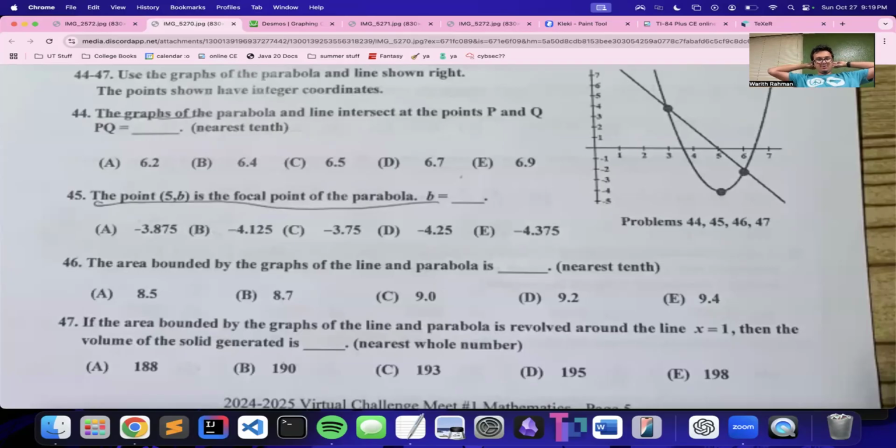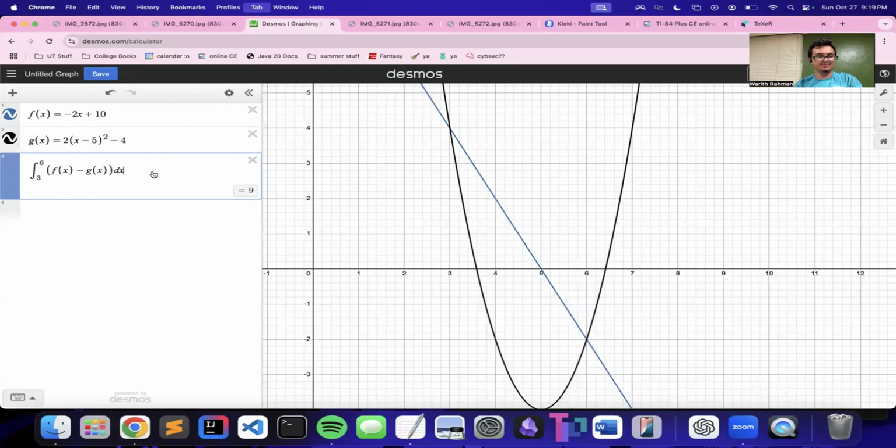And okay, last question. If the area bounded by this graph is revolved around x equals 1, what's the volume? Okay, shell integration. The idea is 2 pi times the integral from that bound of our function of r times our function of h dx. H is going to be the height of the region, and r is going to be the distance from that infinitesimal point to x equals 1.